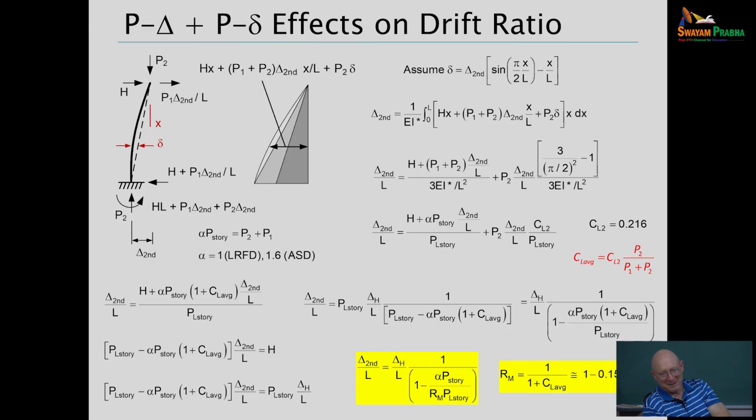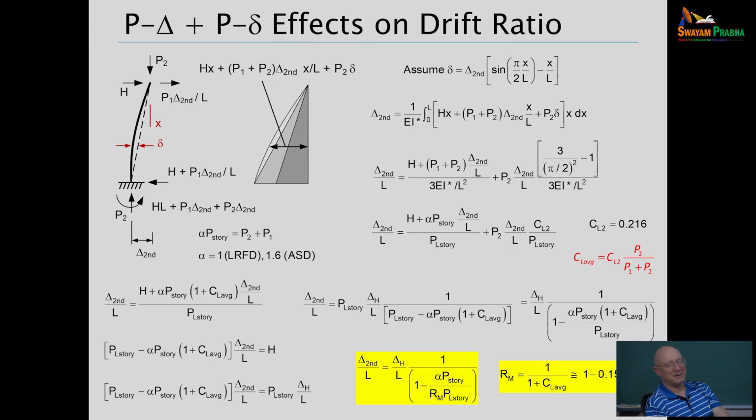Go ahead. My question was, with the second order, can this deformation be 1.2 times, or in that range, of the first order? Can this much amplification happen? Yeah. Generally, we definitely do not want alpha P story to be close to RM PL story. If it is, we're on the verge of side sway buckling of the frame. Okay.